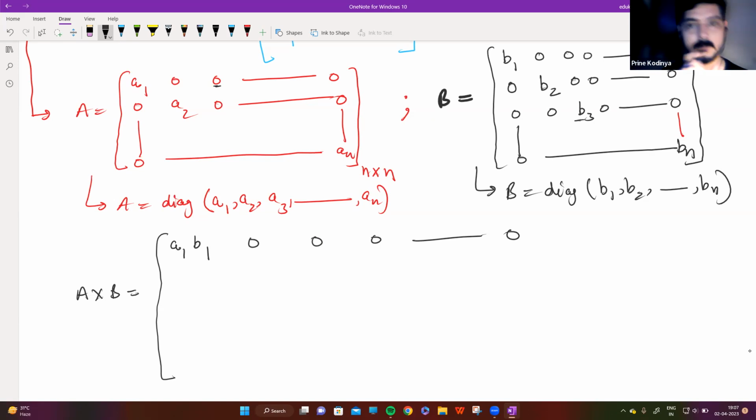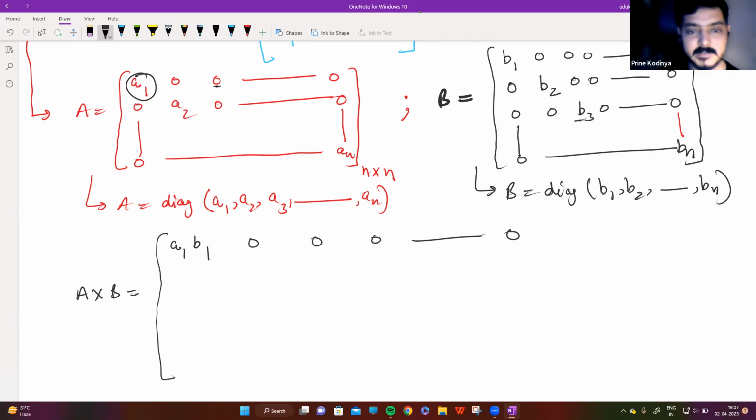If you multiply first row with second column, third column, fourth column, nth column, any column, all the elements are 0. You can check that. And that will happen because here the first element is non-zero in the first row, which is A1. And here, in all the columns, first element is 0. So 0 into A1 will be 0. And then all other elements are 0, which makes everything 0.